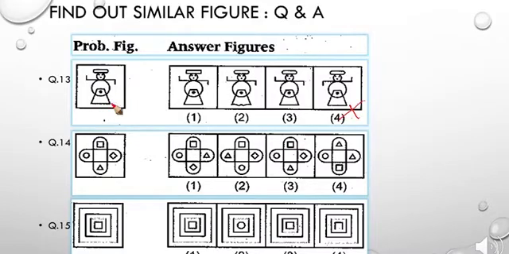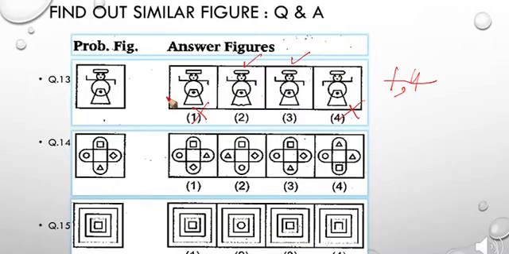Let's check another design. At the top, we can see a cylindrical shape. In the option 1, the shape is not cylindrical, it is a rectangular shape. So this cannot be the answer. In the next option, the shape is cylindrical at the top. This is okay. In the next option, the shape is cylindrical. This is okay. Option 4, we already have eliminated in the first observation. So this cannot be the answer. So now first and fourth options are ruled out.